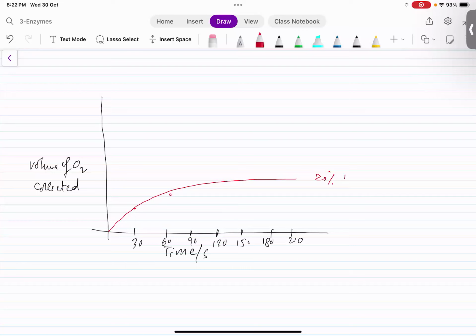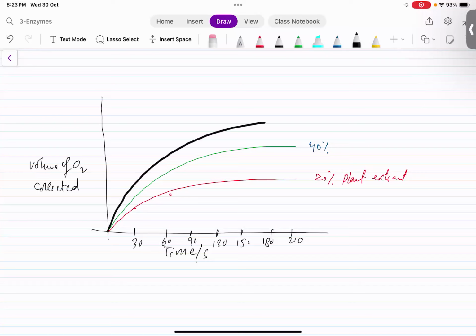This is 20% plant extract. The volume was kept constant, and then we repeated it, and we had this. Then we repeated it. This is 40%, and this is at 60%. So as the concentration is increasing, the volume of oxygen collected is increasing. And then we will have this at 80%.